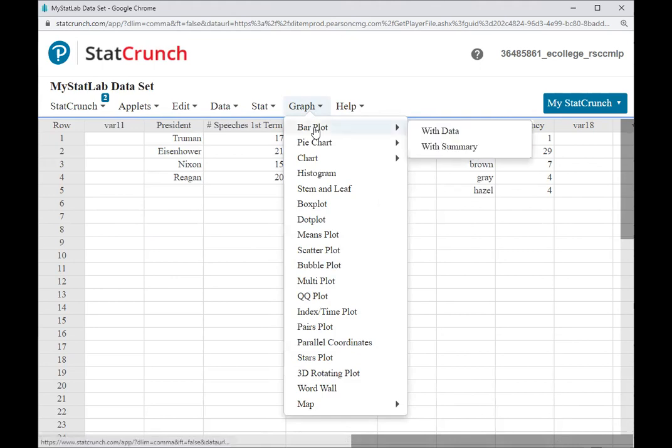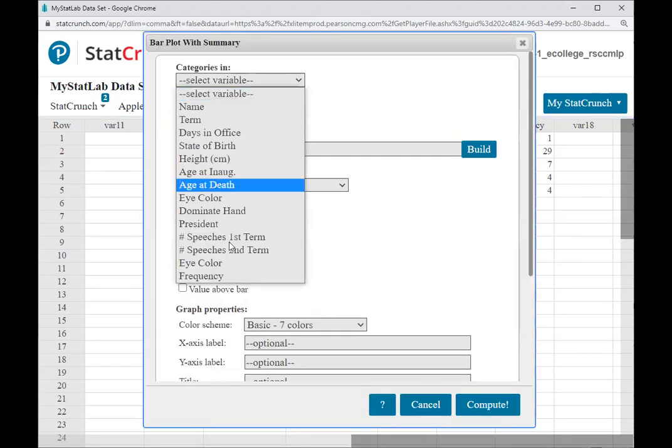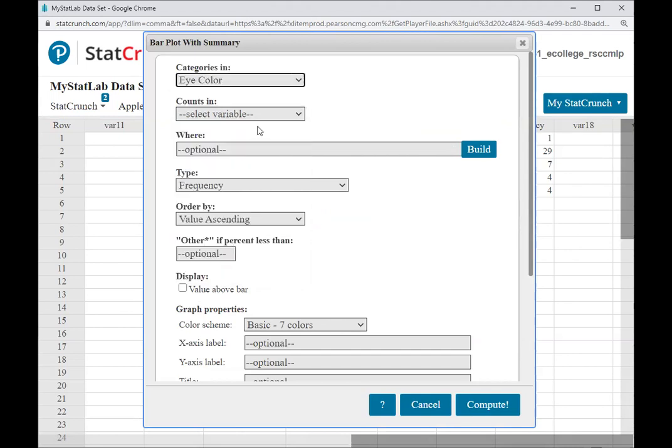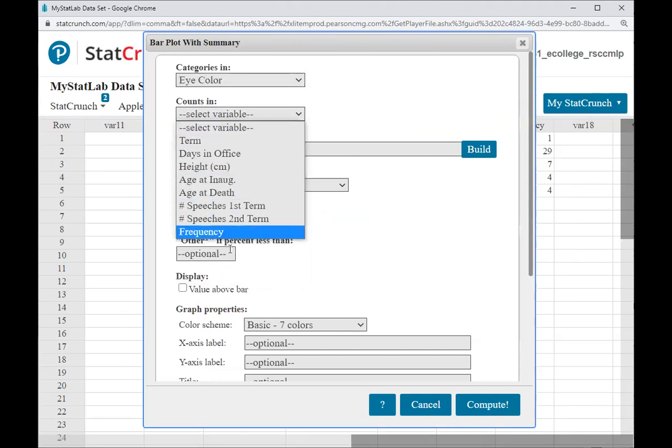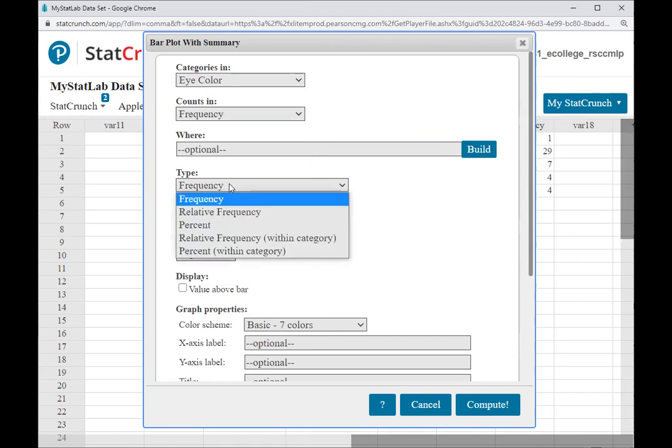And that workaround is going to use the bar plot. And again, we don't have data, we have a summary. And so our categories are going to be in this eye color, and our counts will be in frequency. And then, of course, I don't want a frequency. I don't need the frequencies again. I already have those. I would like the relative frequencies.